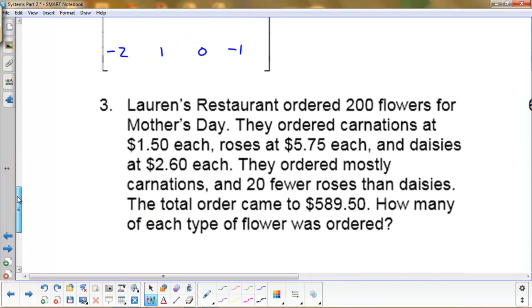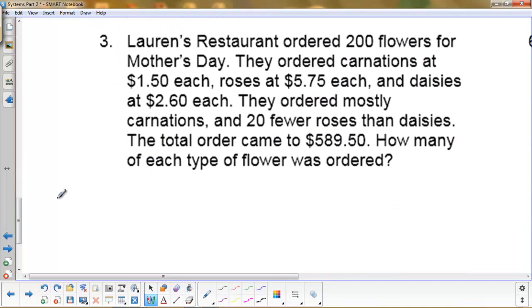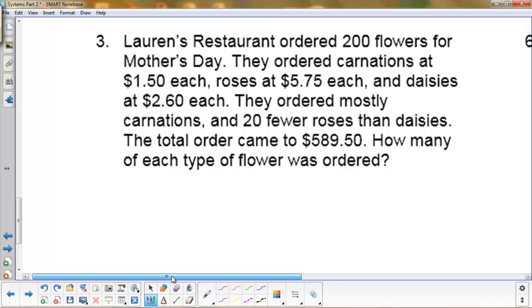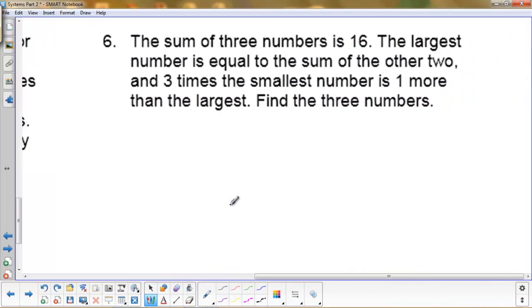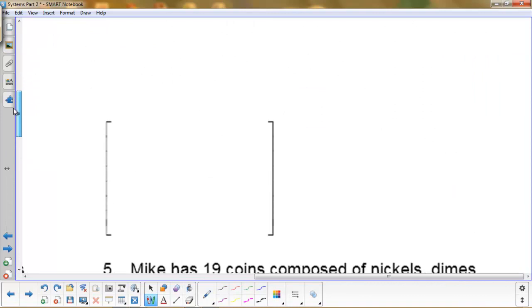All right, in question number 3, I'm leaving this entire problem for you to complete. I want you to interpret the word problem properly to create your 3 equations. Then from there, I'd like you to go ahead and create an augmented matrix. And finally, use reduced row echelon format in the calculator to determine the number of each type of flour that was ordered.